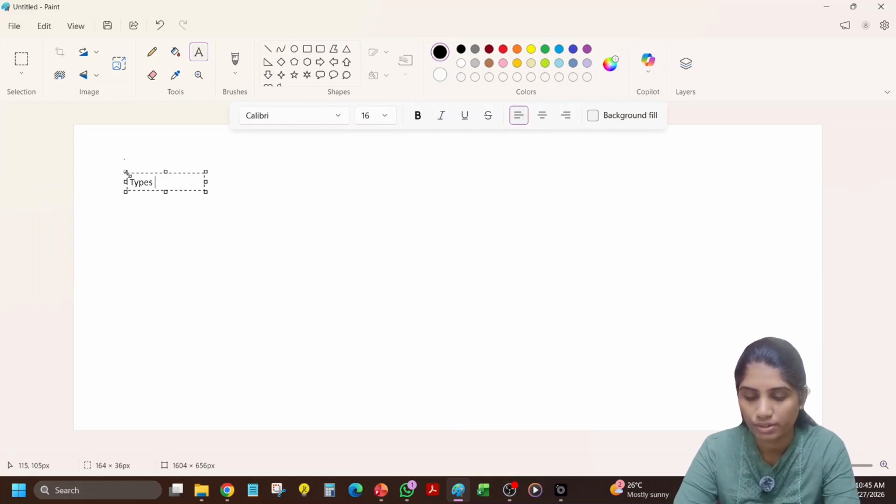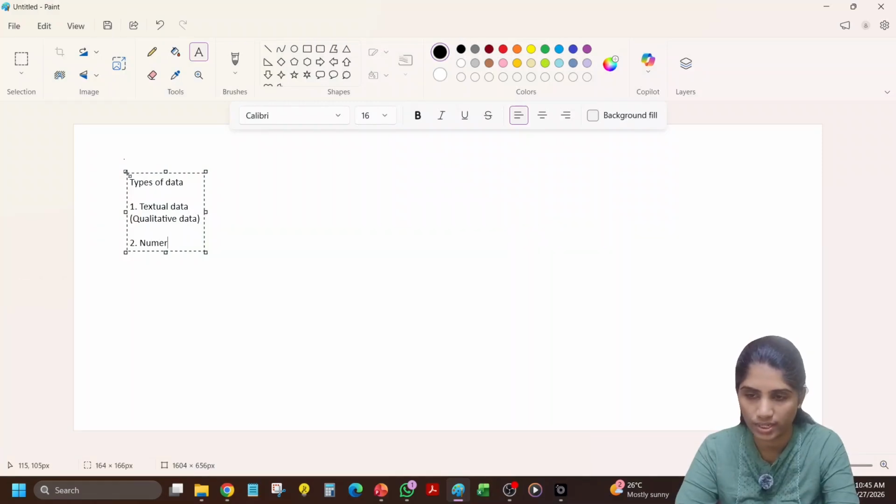When we say types, we have two types of data. Number one is textual data, which we call qualitative data. Don't get confused. The second one we say is numeric data. There are only two types of data: numeric data, which we also call quantitative data. So how to remember both, because we get confused, right?